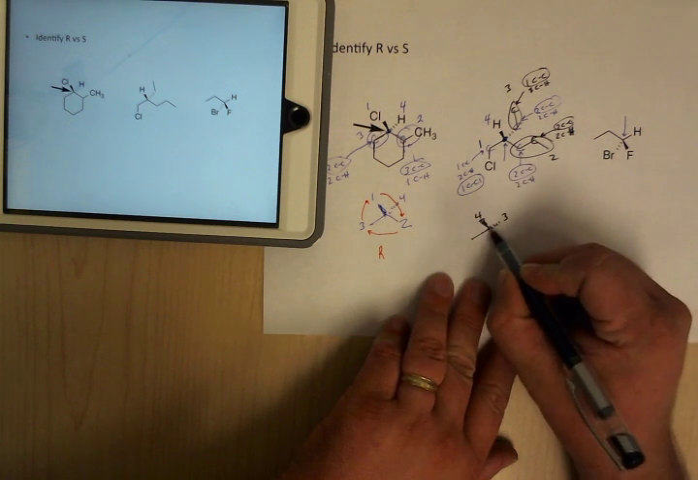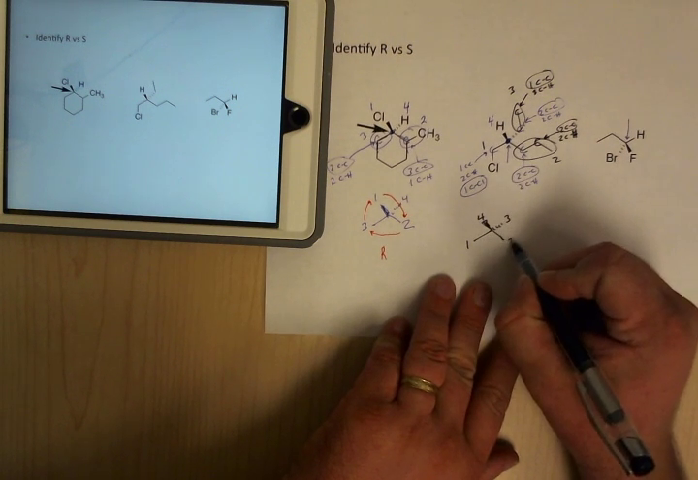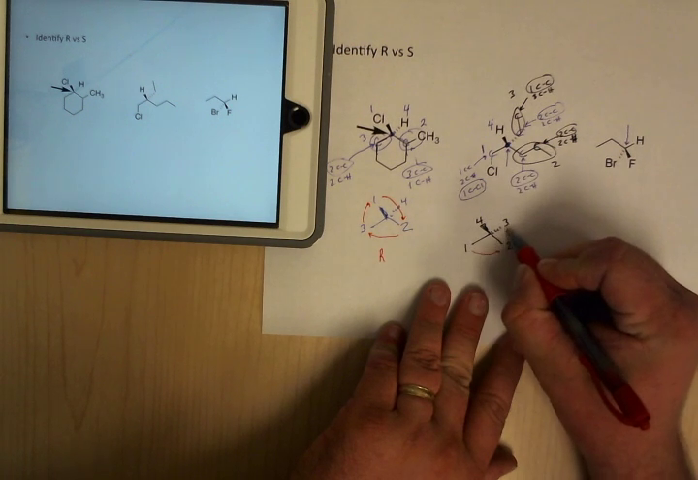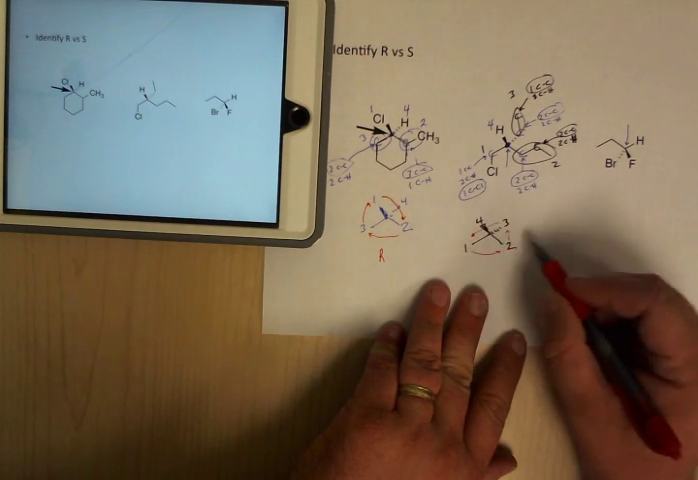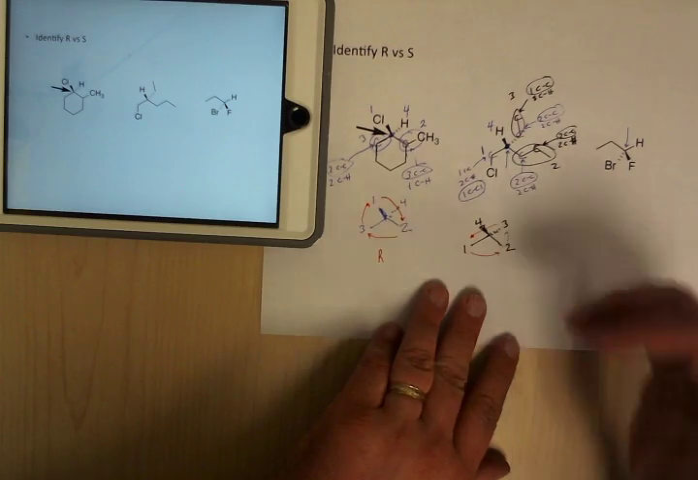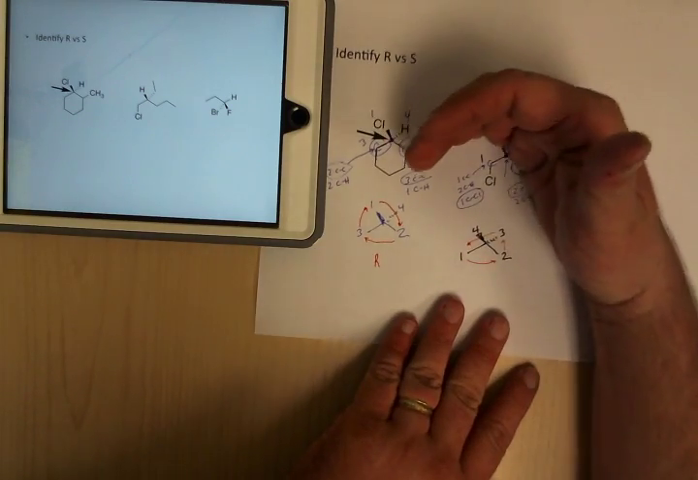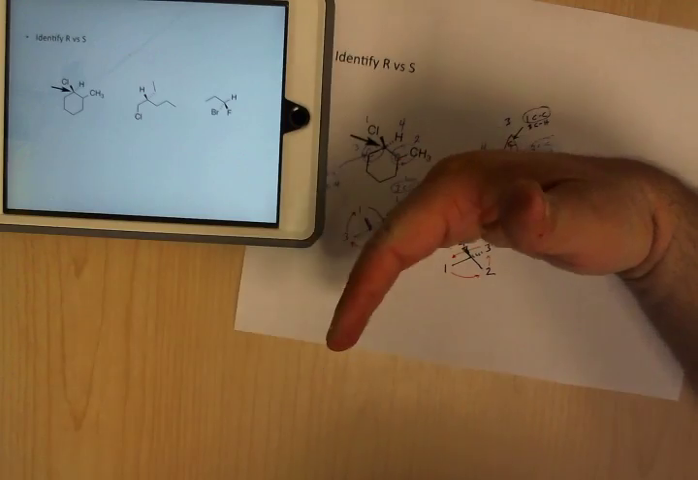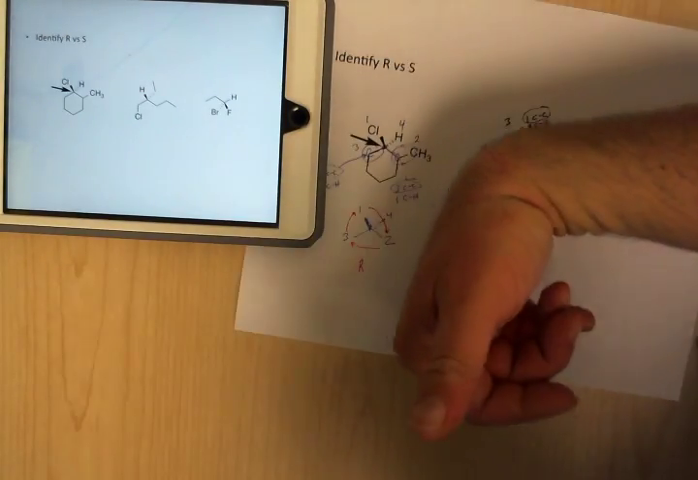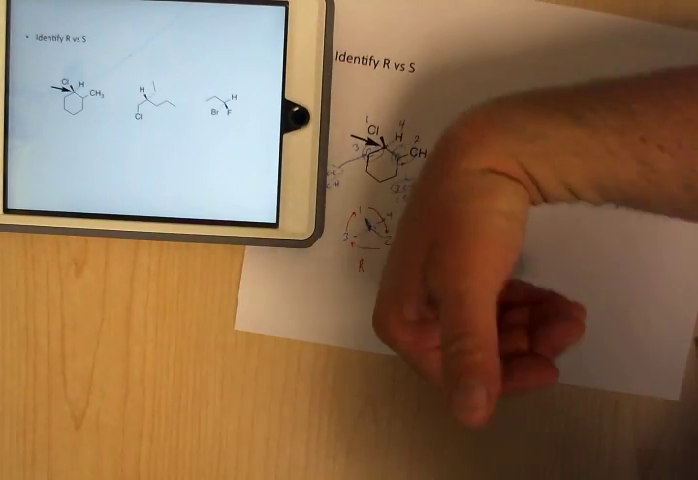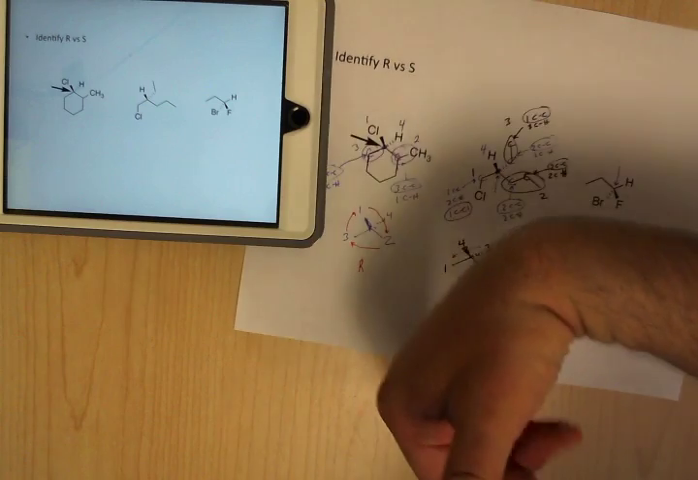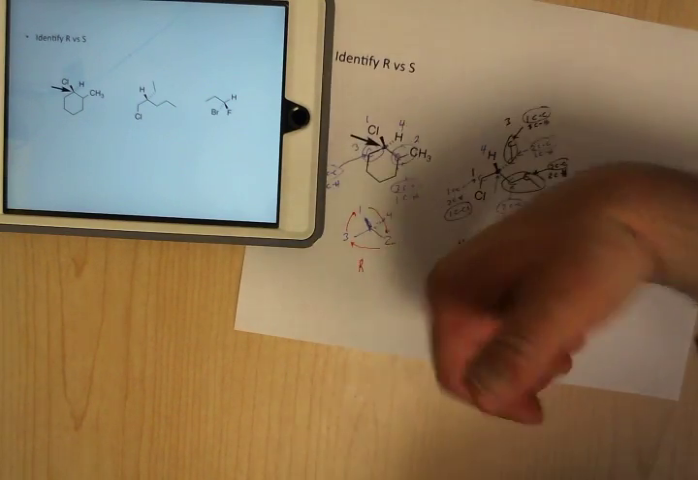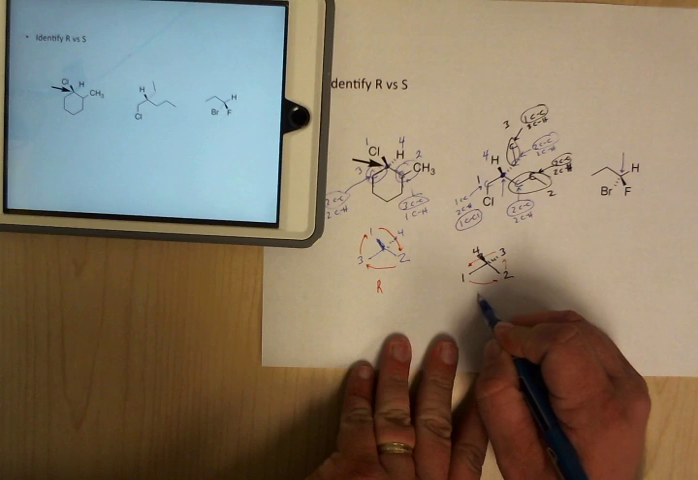4, 1, 2. So it's rotating this way. With the hand method, your thumb would be pointing out, because it wants to go with the 4, and it sweeps 1, 2, and then around to 3. Oh, don't break my wrist. Since we're rotating with our right hand, this would again be R.